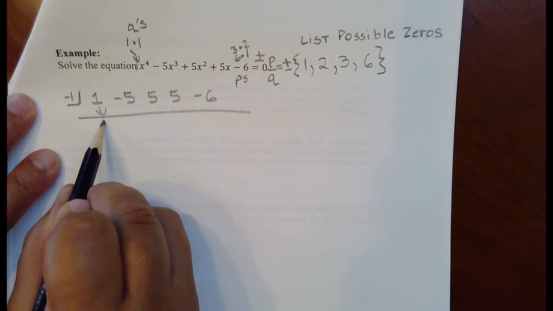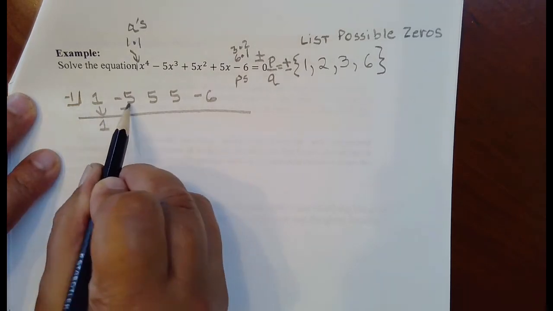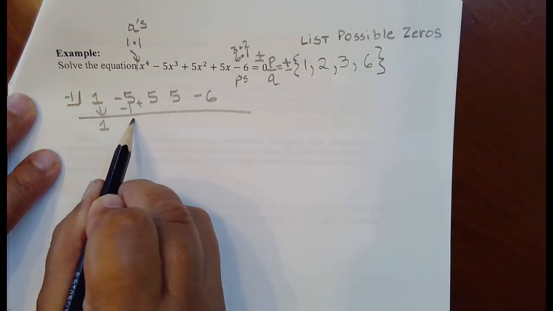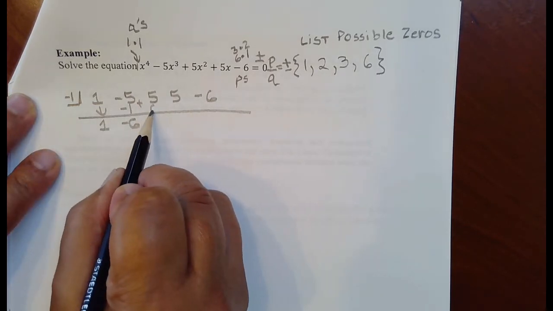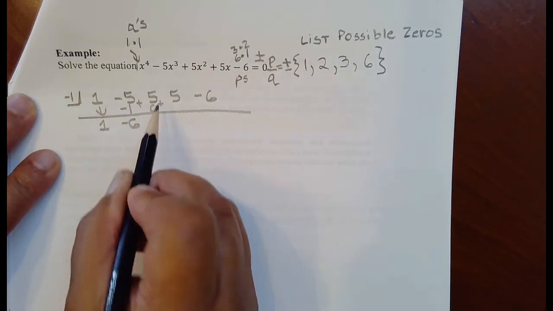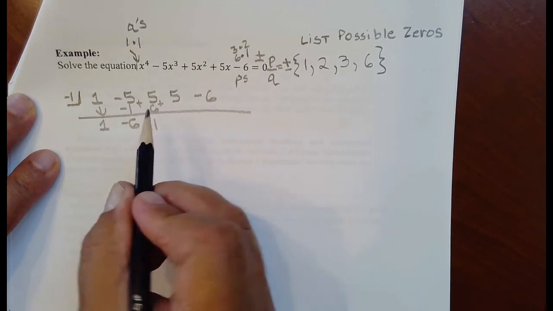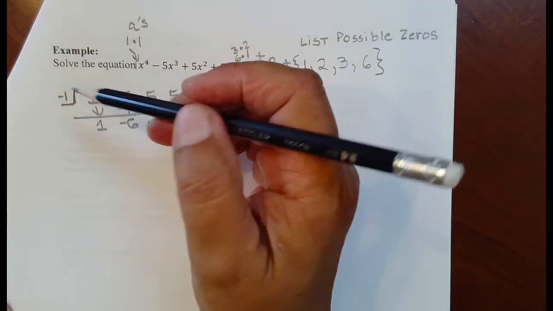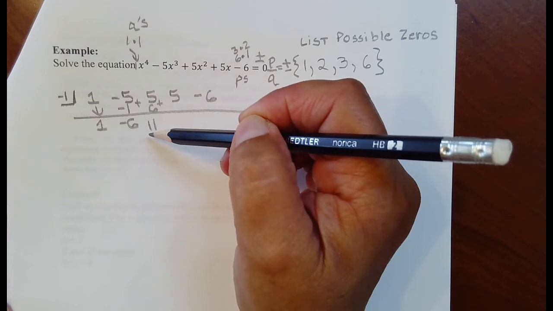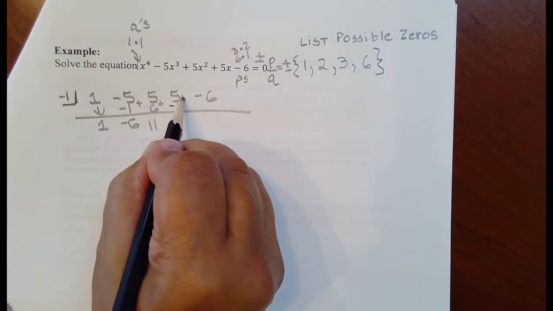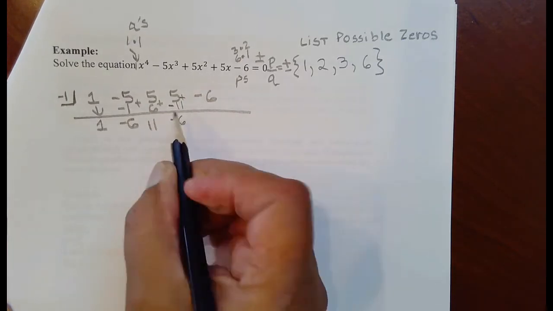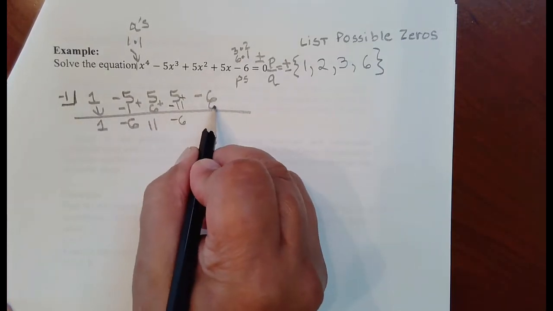Drop that first number down, multiply. Add these up, you get -6. -1 times -6 is +6. Add these up, you get 11. And then -1 times 11 is -11. Add these up and you get -6. -1 times -6 is +6.